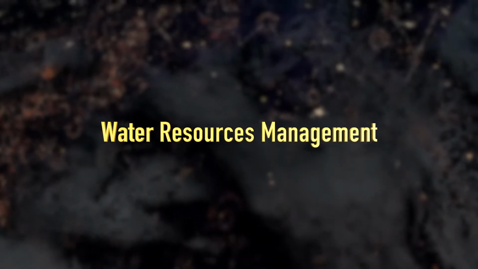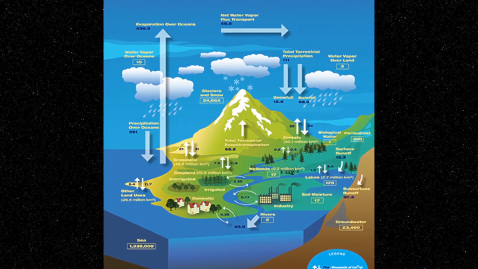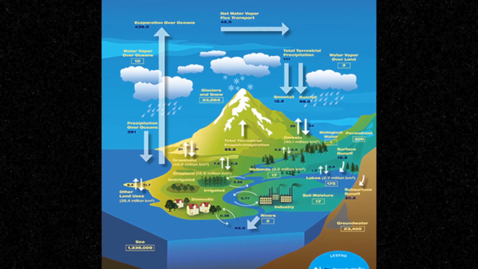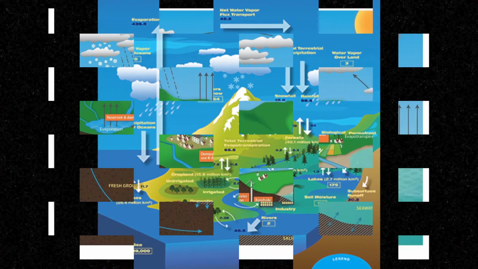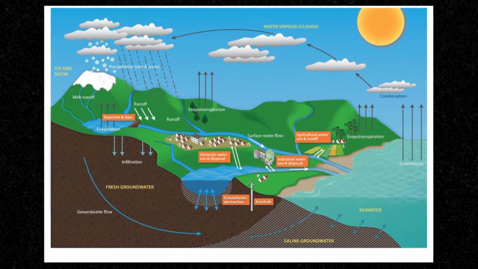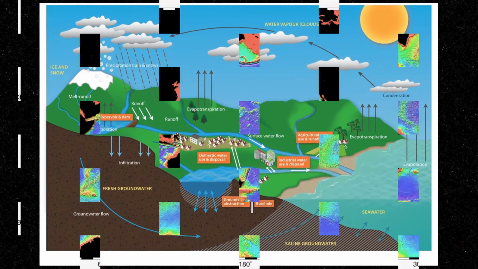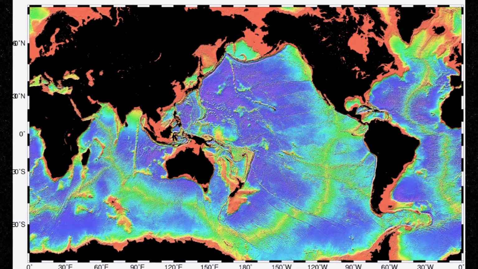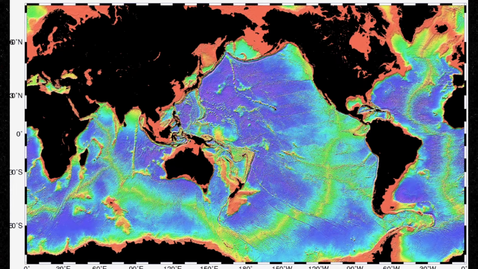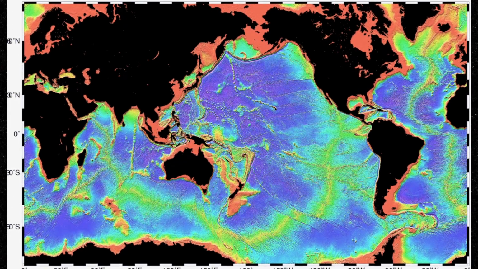Water resource management. Hydrology represents the flow of both ground and surface water through the ecosystem. Bathymetry represents underwater topography. Below are typical digital elevation model applications for hydrological modeling and bathymetric mapping.